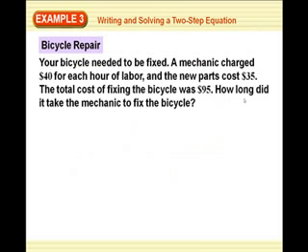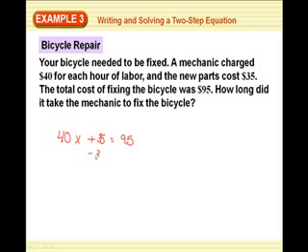Your bicycle needed to be fixed. A mechanic charged $40 for each hour of labor, and the new parts cost $35. The total cost for fixing the bike was $95. How long did it take the mechanic to fix the bicycle? Well, we don't know how many hours he worked, so 40x, because it's $40 per hour, plus the $35 in parts equaled the total of 95. So there's our two-step equation.